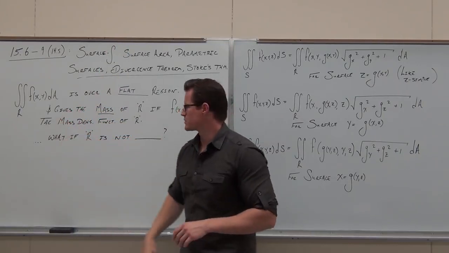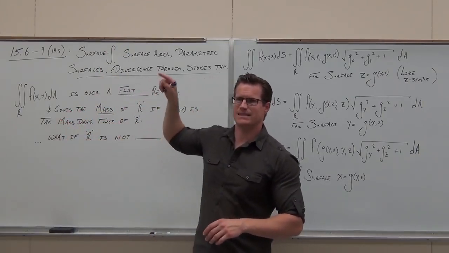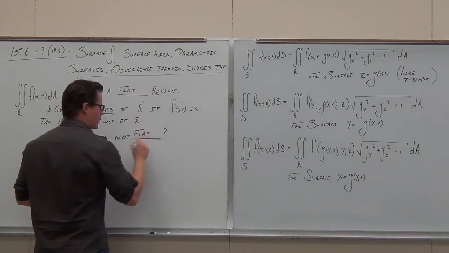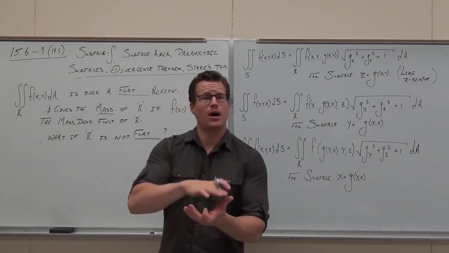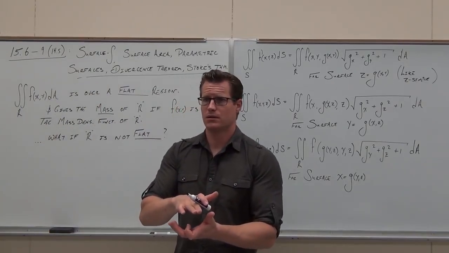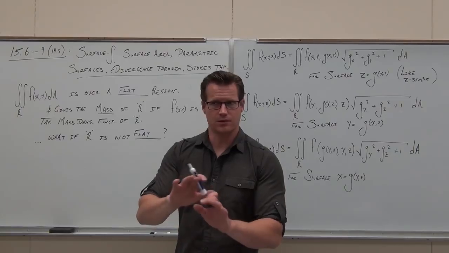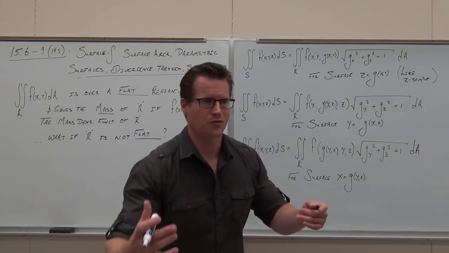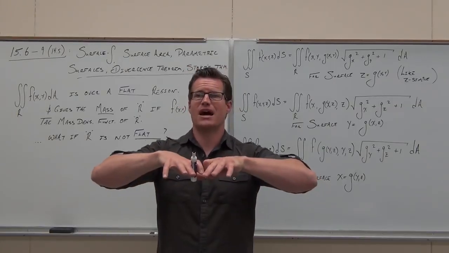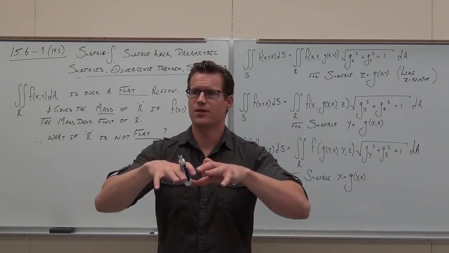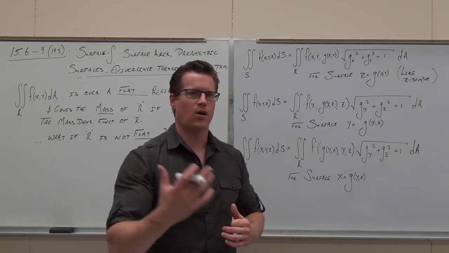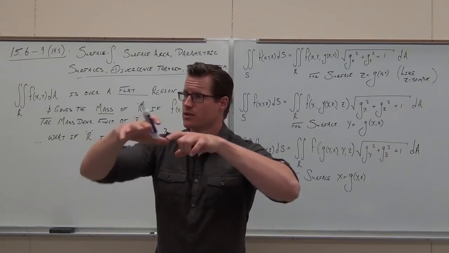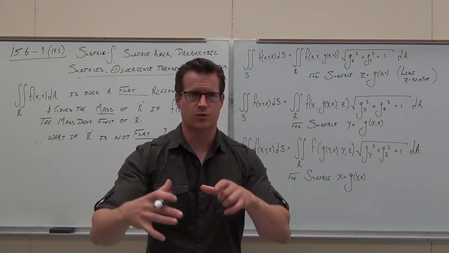Now, imagine this. What if R is not flat? Well, if R is not flat, can it possibly sit on a plane? No. Then R is no longer a plane. R is now a surface. This is what we're going to be considering. What if the R that we have is still really thin, but it's no longer flat? It's a surface. That's what a surface integral starts to describe.